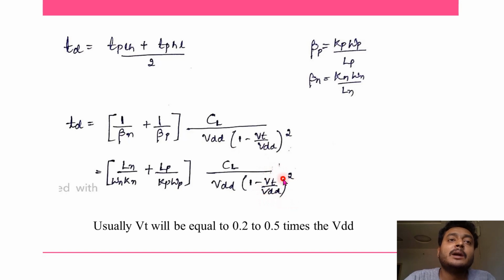So when we are scaling the VDD, we always keep in mind VT, that is the threshold voltage, and we try to scale VDD and VT together. Usually the threshold voltage is nearly 0.2 to 0.5 times the VDD. It should not be close to VDD, and should not go to 0.8 times VDD, because the closer it becomes, the delay will increase. So this is about the delay time.